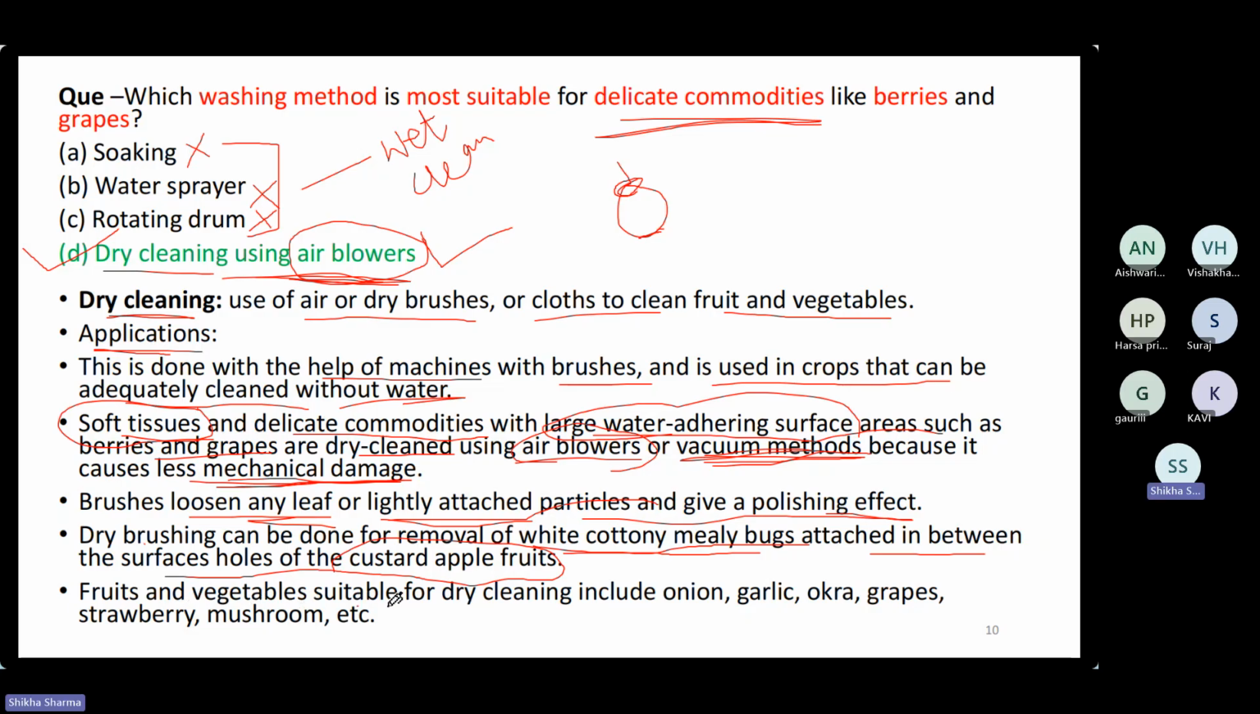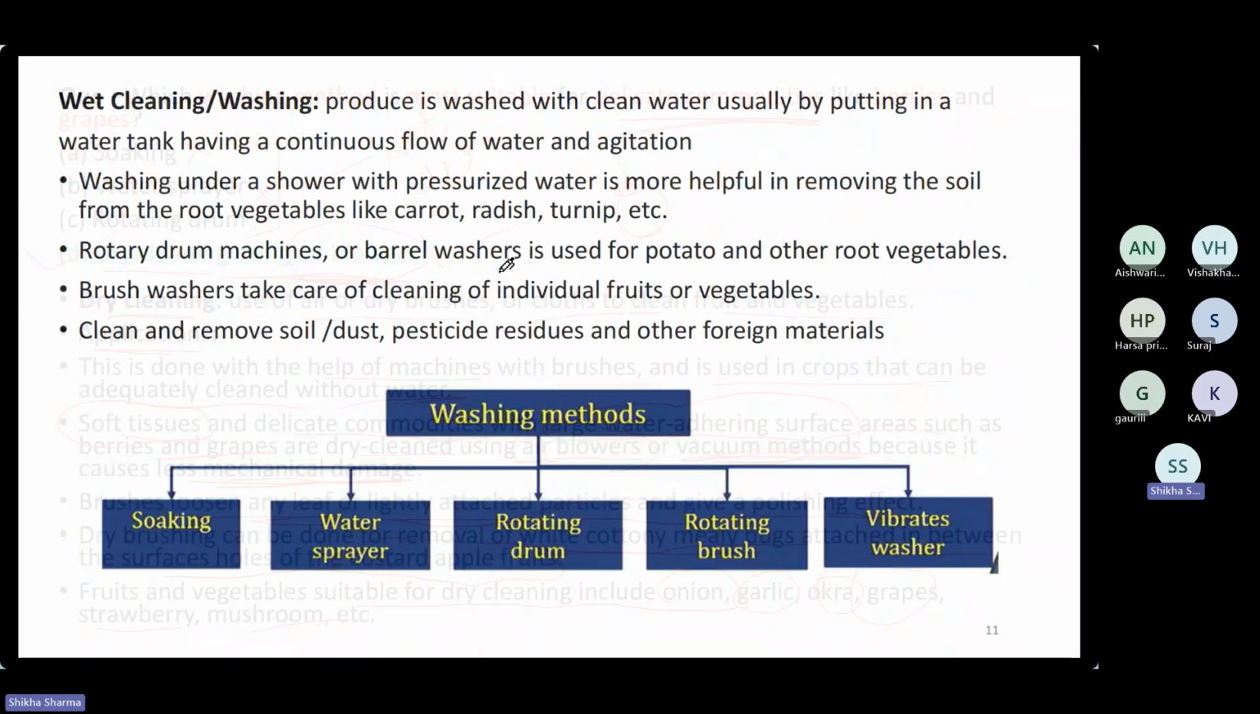So fruits and vegetables suitable for dry cleaning include onion, garlic, okra, okra meaning ladyfinger, then grapes, strawberries, and mushrooms. These can be cleaned using dry cleaning methods.